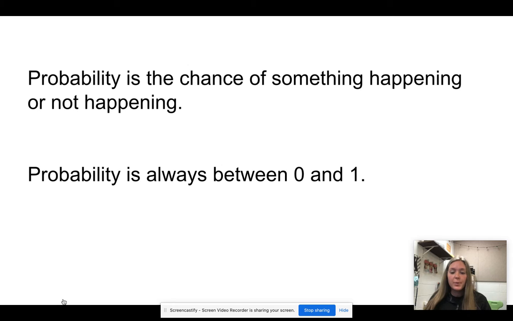It is always between 0 and 1, or 0% and 100%. So, if an event has a 0 probability, it means it's impossible. There's a 0% chance it could happen, such as a T Rex attacking the school. If an event has a probability of 1, that means it's certain to happen, 100% certain to happen. An example would be the sun coming up tomorrow. That is a certain event.